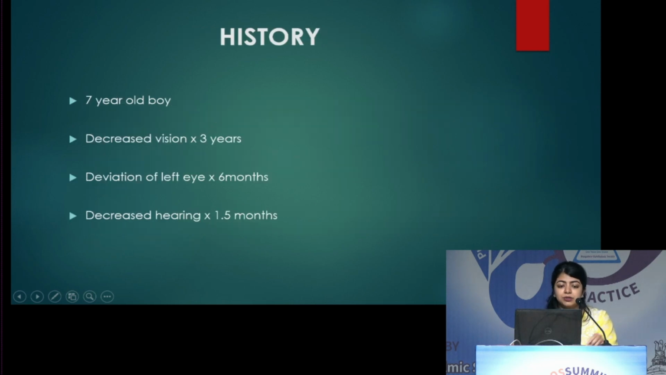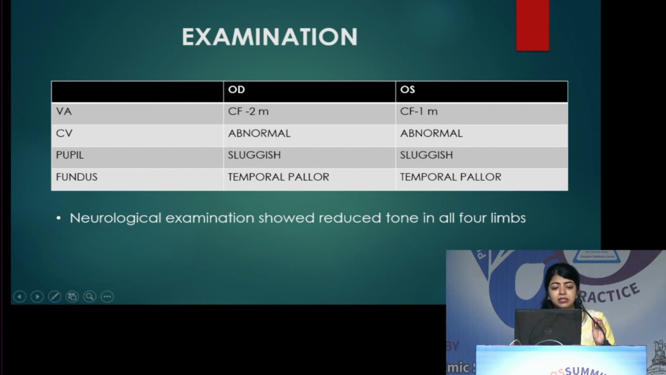Coming to the history, a 7-year-old boy presented with decreased vision since 3 years, and the mother also noticed a deviation in the left eye since 6 months, and decreased hearing since 1.5 months. The child was a firstborn from a non-consanguineous marriage, a term delivery, and was admitted for 10 days in ICU for meconium aspiration. On examination, the visual acuity in the right eye was counting fingers at 2 meters, and in the left eye counting fingers at 1 meter. Color vision was abnormal. Pupils in both eyes were sluggish, and on fundus examination, there was bilateral disc pallor. Neurological examination showed reduced tone in all four limbs.